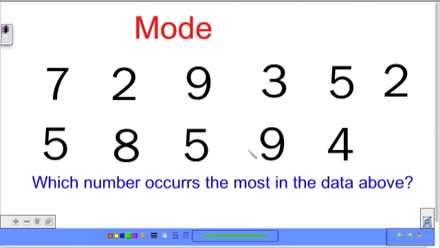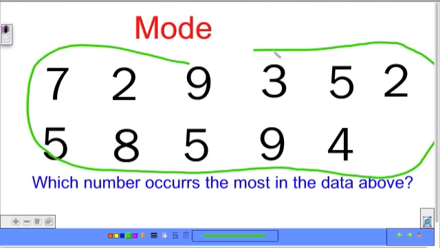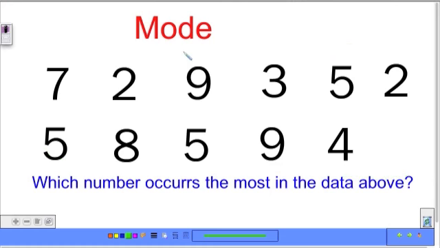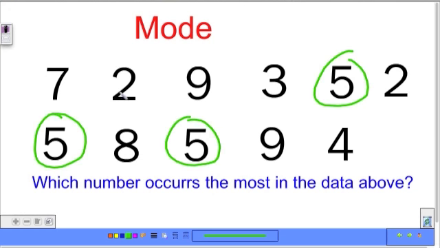So the mode is the number that occurs the most in the data. So here's my data set. These are all the numbers that are in my data, so we call that a data set. And we're going to find the number that occurs the most in this data set. And if you look through it, you'll notice that the 5 actually occurred 3 times. And that occurs more than any other number in the data set. So that's what makes the 5 my mode. So for this particular data set, 5 is my mode.